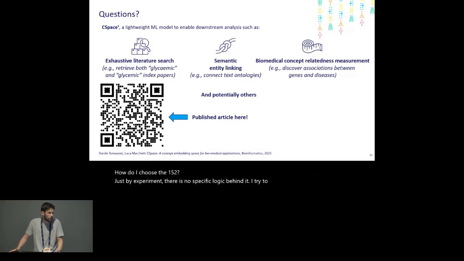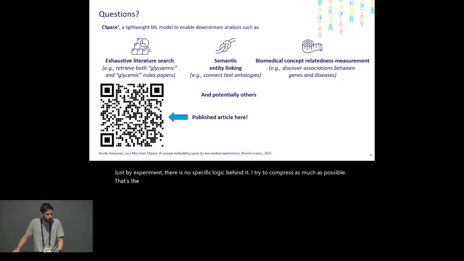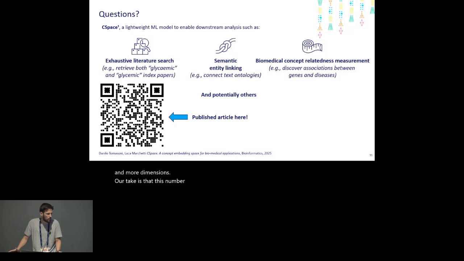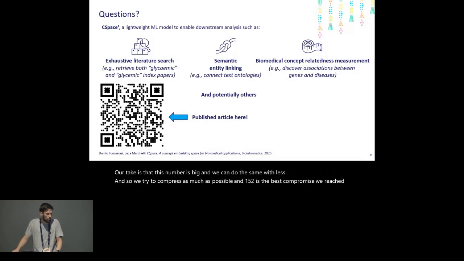I try to compress as much as possible. That's the guiding principle, because we wanted a slim model that can run on very cheap hardware. So we experimented with compressing, because often in models like BERT you have 100 and more dimensions. Our take is that this number is big, and we can do the same with less. So we try to compress as much as possible, and 152 is the best compromise we reached, basically. That's not the only guiding principle behind the number.